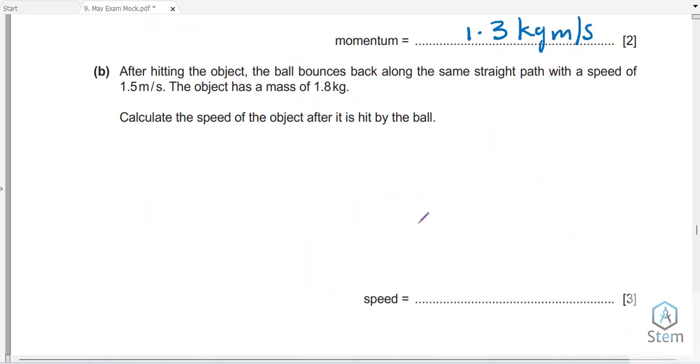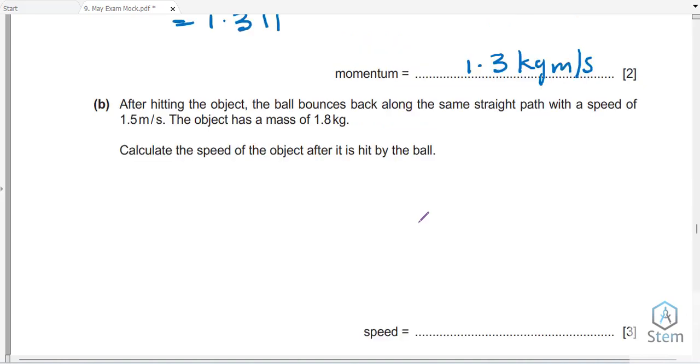After hitting the object, the ball bounces back along the same straight path with a speed of 1.5 meters per second. The object has a mass of 1.8 kgs. Calculate the speed of the object after it is hit by the ball. We are going to use the idea that momentum before is equal to momentum after.